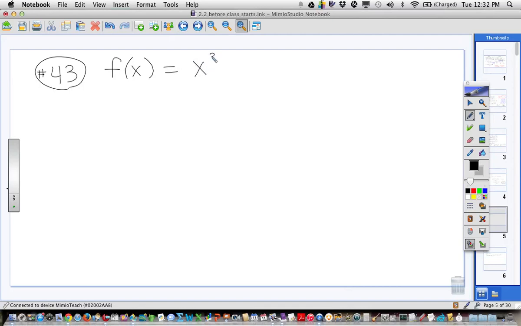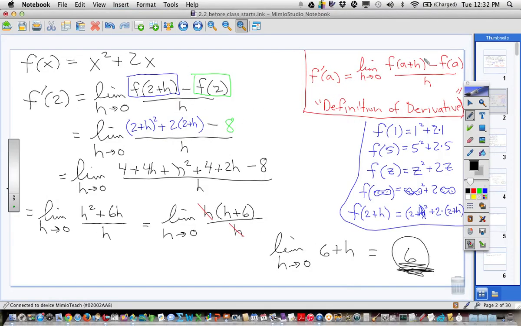x cubed. And you were supposed to find f prime of 4. Okay? So, go back to this red definition. Now, what you notice is, if we're going to be finding f prime of 4, that means a 4 is right there for a. So that means a 4 goes right there, and a 4 goes right there.